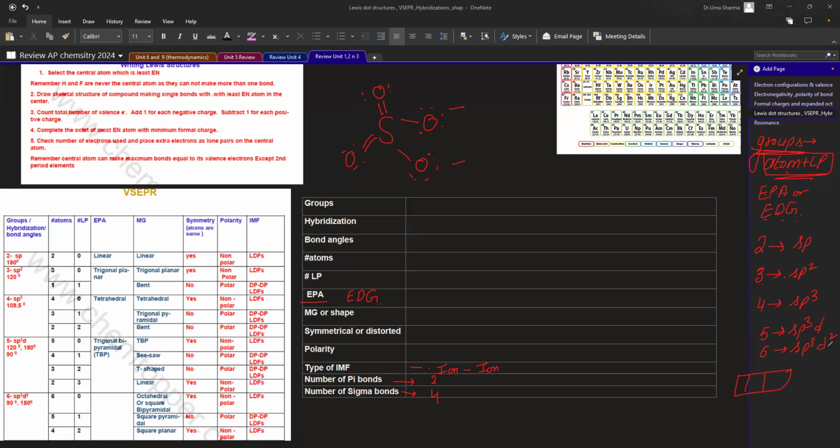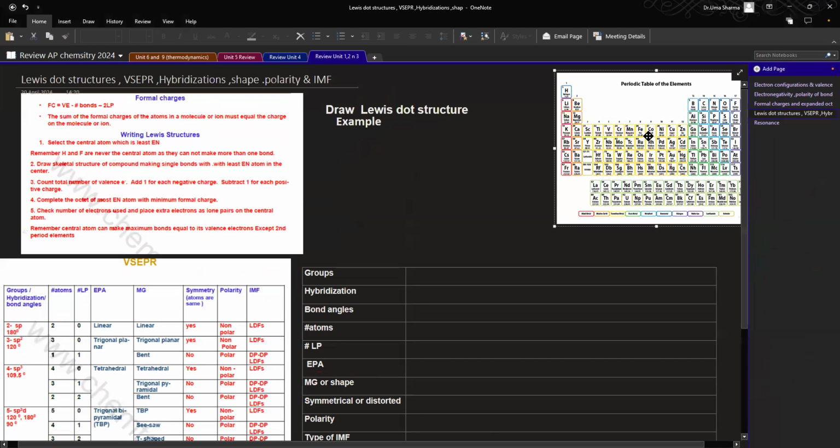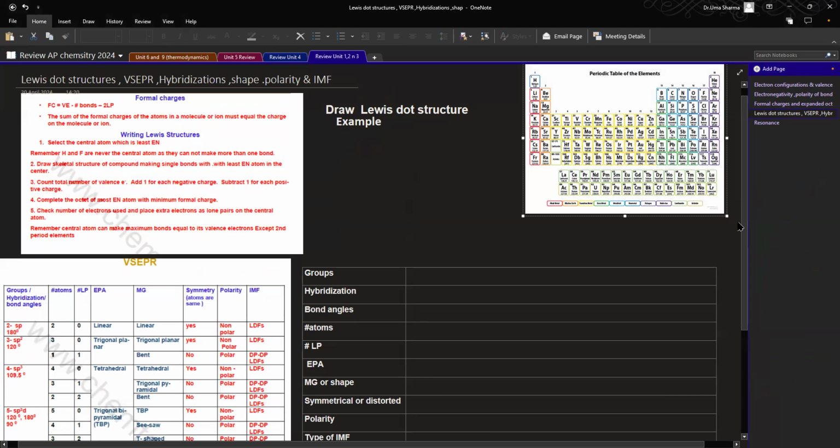Ready for a question now? Now we are going to do plenty of questions. Whatever time is left, that is only questions and questions. Okay. Here comes the question. Just moving it slightly up so that you can see the periodic table.